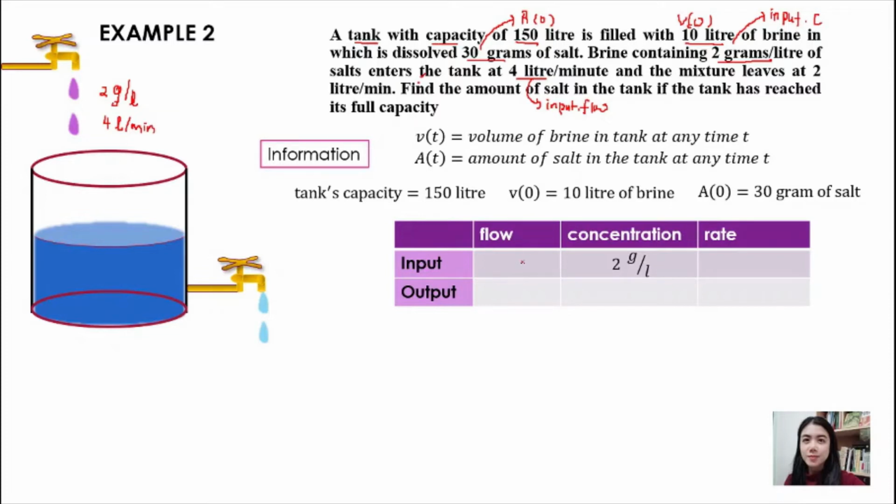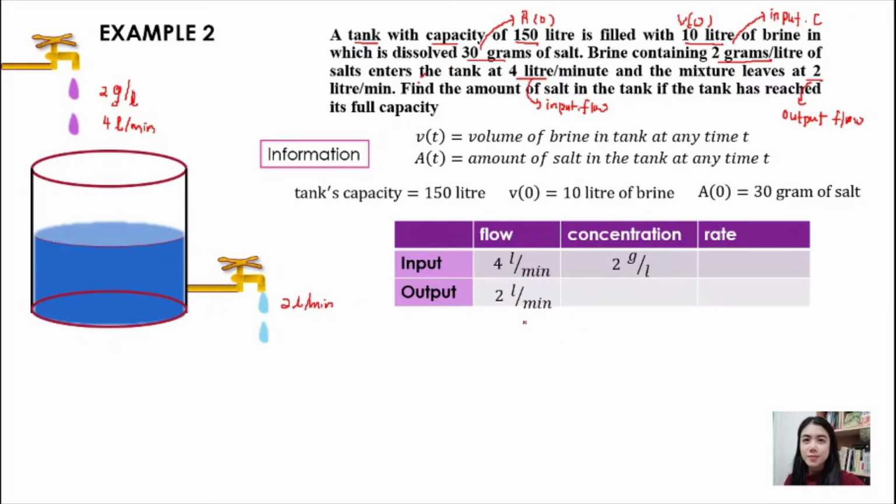So let's just fill in the blank in here. And the mixture leaves at 2 liter per minute. So 2 liter per minute, that is your output flow. So your output flow is 2 liter per minute. Let's just fill in the blank in here. So you have output flow 2 liter per minute.